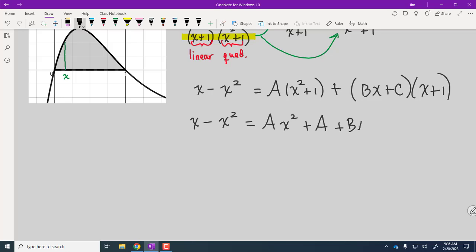So we're just going to multiply this all out. So there is our PFD equation. That equation is what's going to build our system. So now let's build our system.